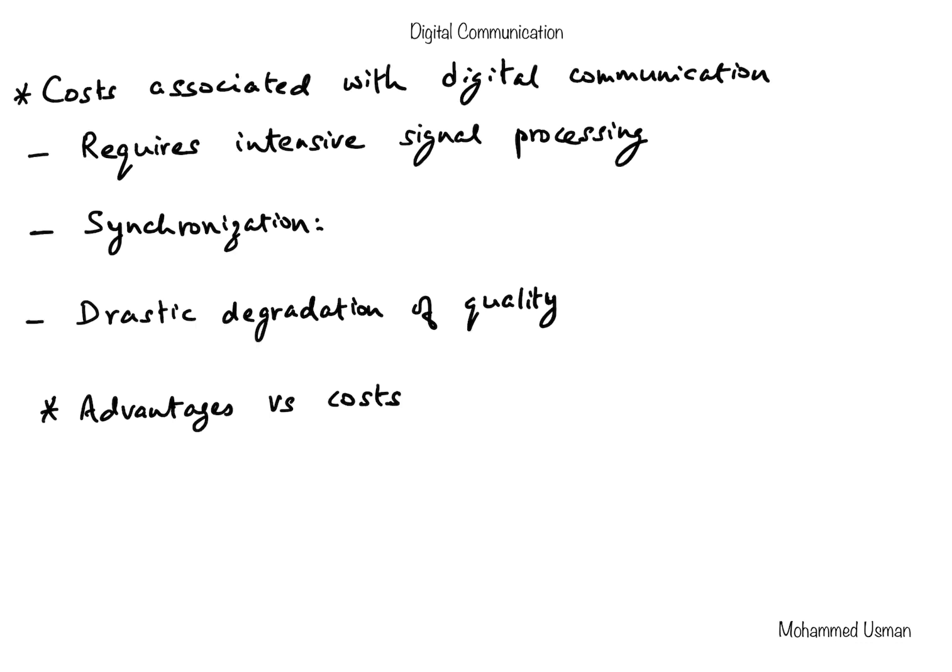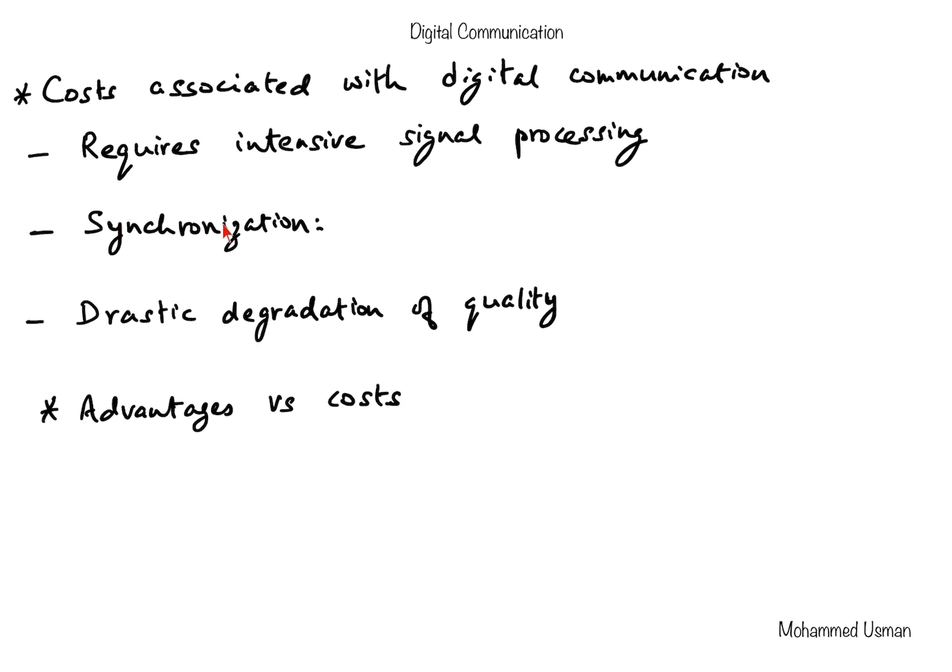The first associated cost is that a digital communication system requires some intensive signal processing mechanisms to be implemented. For example, if you want to protect your signal from interference or jamming, there is some signal processing that needs to be done, and that could involve some complex computations, and that is a cost associated with digital communication or with digital processing.